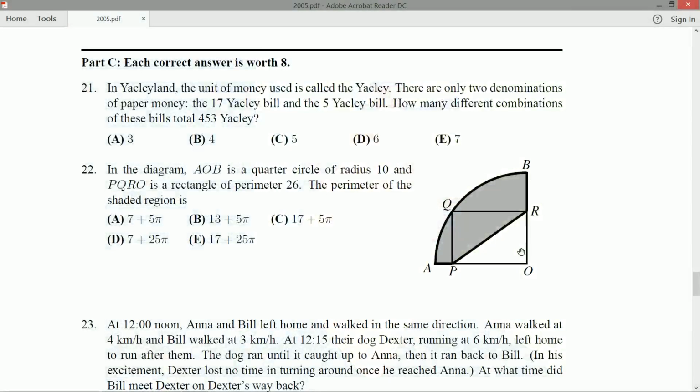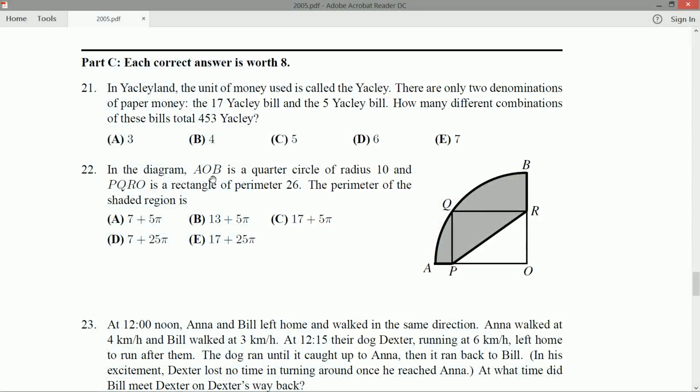Hello everybody and welcome back. We're looking at the 2005 Cayley competition. That's the grade 10 multiple choice competition, and we're all the way up to question number 22. Hopefully you have given it a try and done well on it. Let's take a look at it together and see what we can see.